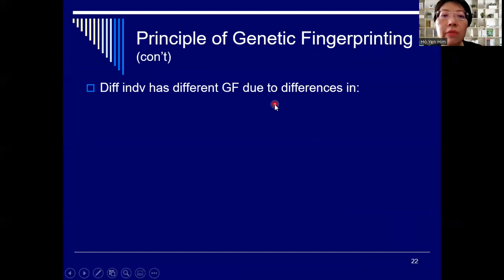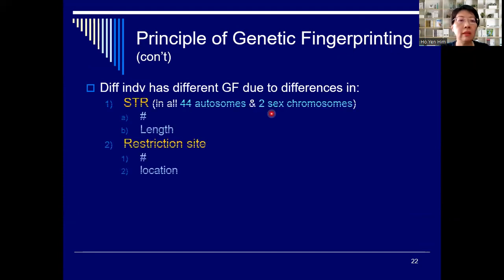Different individuals will have different genetic fingerprints due to the differences in STR, because nowadays they use STR. This STR can be found in all the 44 autosomes as well as the 2 sex chromosomes of the human. Different individuals will have a different number of STR and different lengths of the STR.